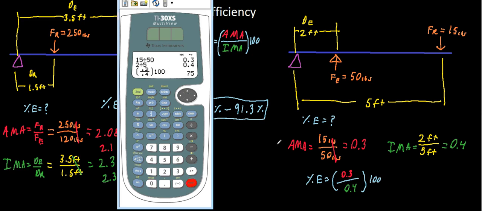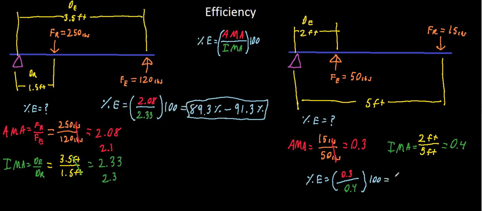We get percent efficiency equals 75%, meaning we're losing about a quarter, or 25%, of our energy or work due to the inefficiency of this system. As you can see, it doesn't make that big of a difference to have a mechanical advantage less than 1. You still get the same values, just now less than 1. You still get a percentage that makes sense.